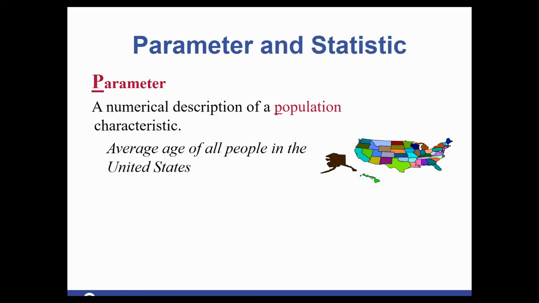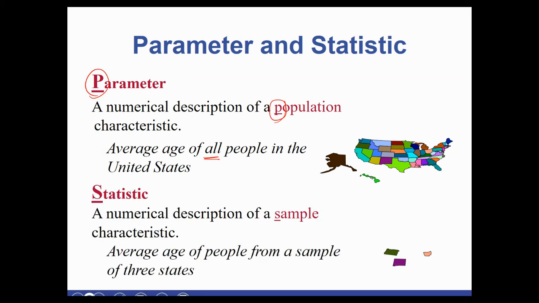So the next terms we have to look at are parameter and statistic. A parameter is the numerical description of the population. So that would be something like the average age of all people in the United States. Parameter, because we're talking about a population. And again, notice the P's are underlined here. Parameter goes with population. Statistic is the numerical description of a sample characteristic. So sample and statistic go together. It's the average age of people from a sample of 3 states. So not all were taken into account.